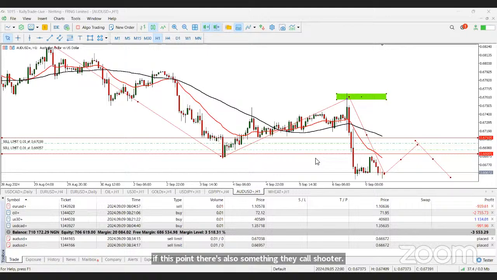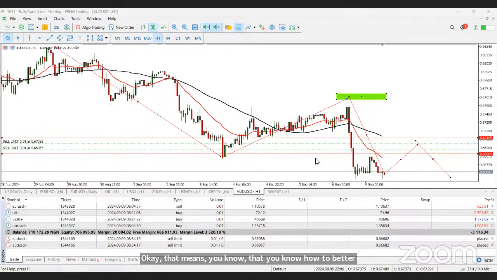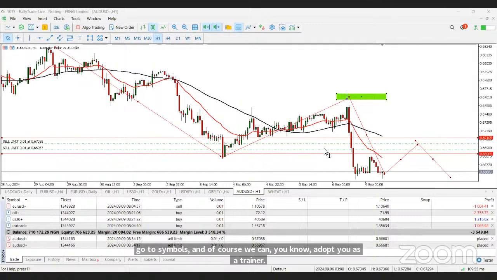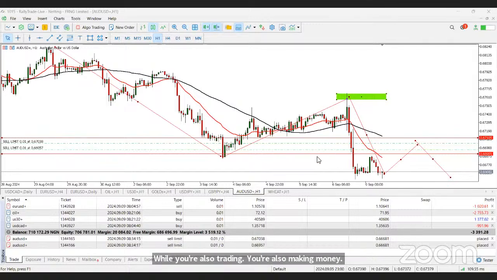He said that when you put little fish in the pond, the same size, somehow some of them will be bigger than the other ones, and those begin to eat the smaller ones. So if you're a sharpshooter, that means you know how to trade better than the rest. Please go to Symbols, and of course, we can adopt you as a trainer there. While you're also trading, you're also making money, because you're also training other people. I think that concludes that question from Ilorin.